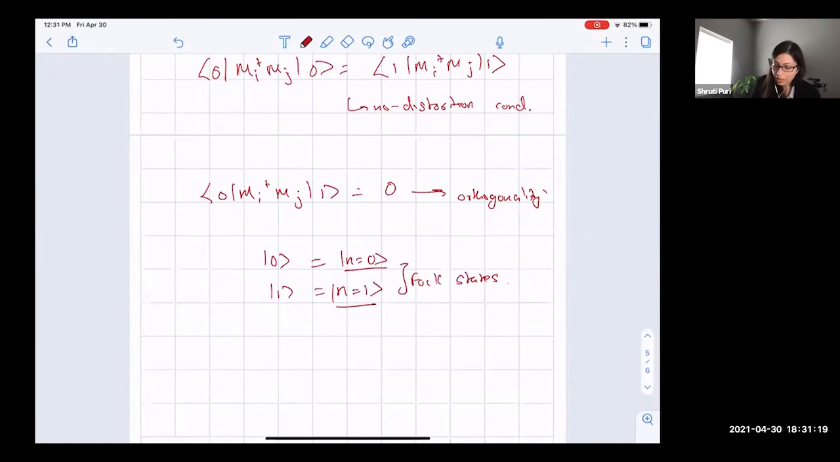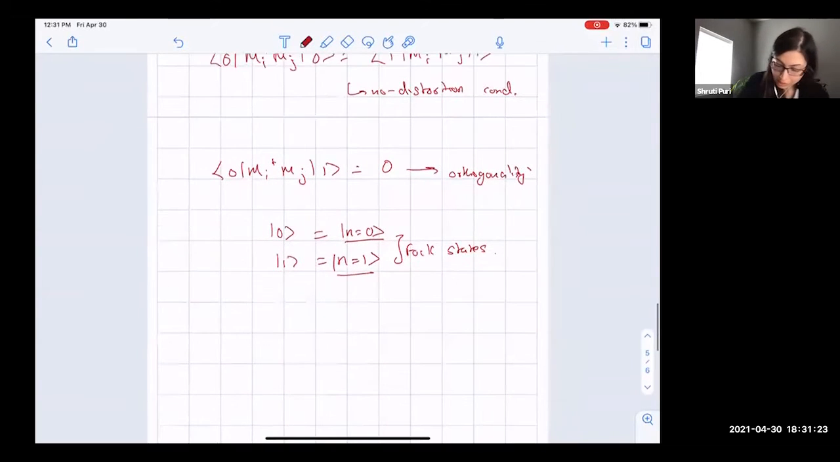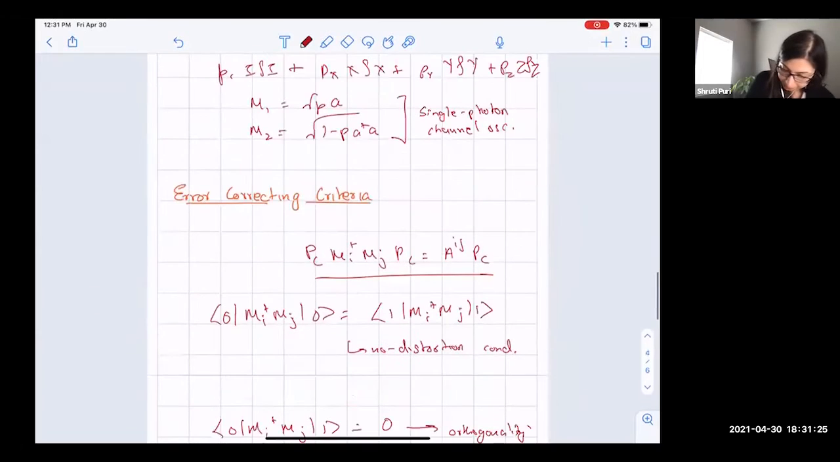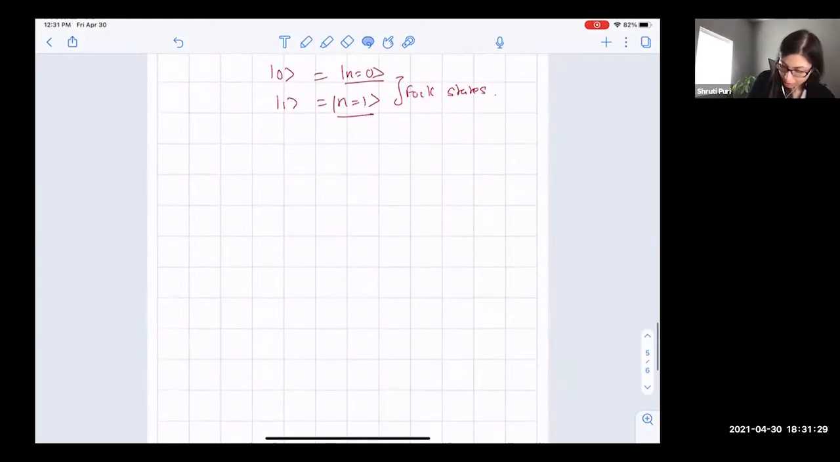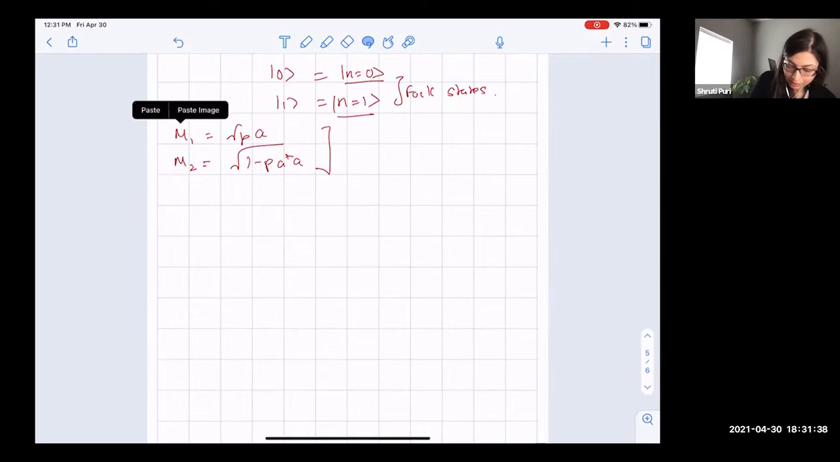Okay, so now let's look at what the Kraus operators do to the... There's a comment about not scrolling down so quickly, maybe. Okay, I'll go down slow.